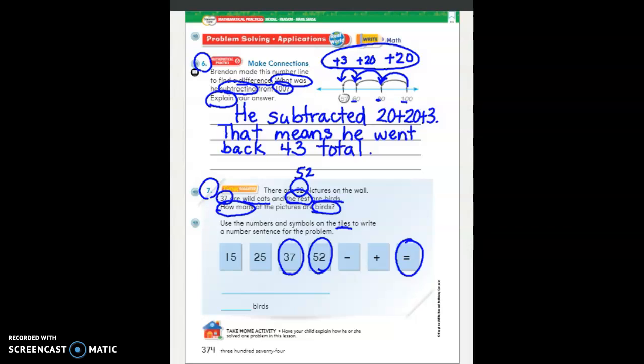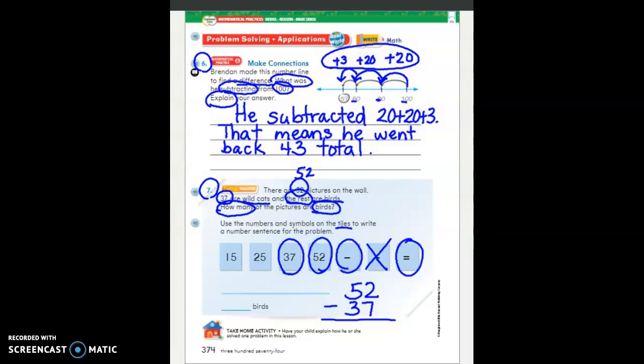So let's go back. I have 52 pictures on the wall, so I'm starting with that. 37 of them are wild cats. The rest are birds. But I need to find out how many are birds. So this is finding the difference. So I'm going to do a problem. Start with the bigger number minus the one that I already know, 37. So those are the two known. So I use subtraction. So I know that I'm not going to add.